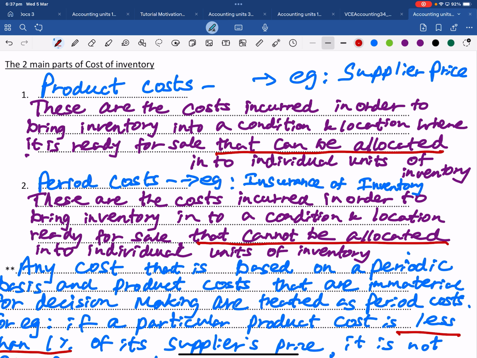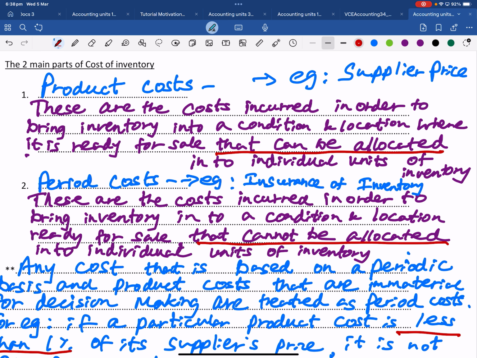I'll explain. The other, period cost. Period cost means the cost incurred to bring the inventory into a condition and location ready for sale, but those costs cannot be allocated into individual units of inventory. Why? Because that is how it is. Mainly, one reason is that they are on a periodic basis.